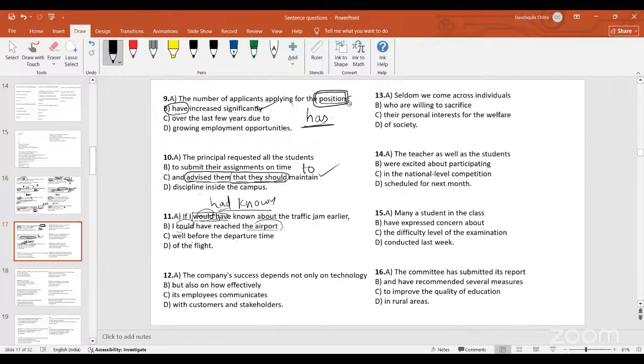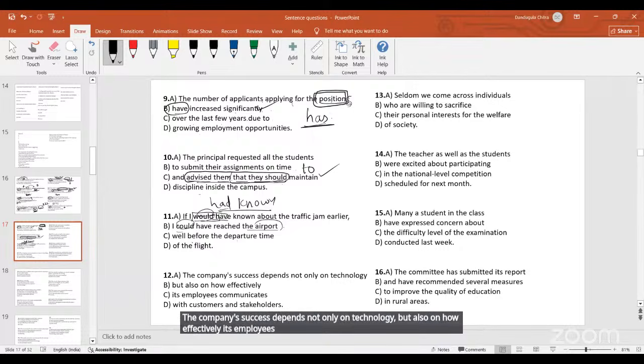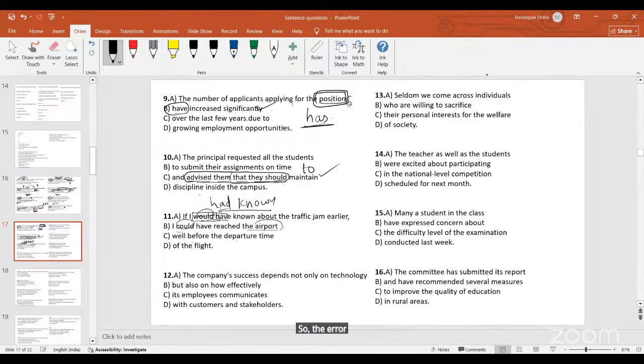Next, the company's success depends not only on technology but also on how effectively its employees communicates with customers and stakeholders. So the error is in option C, sir. Instead of communicates, we use communicate. Yes. There is no plural word for communicates. So we use communicate.